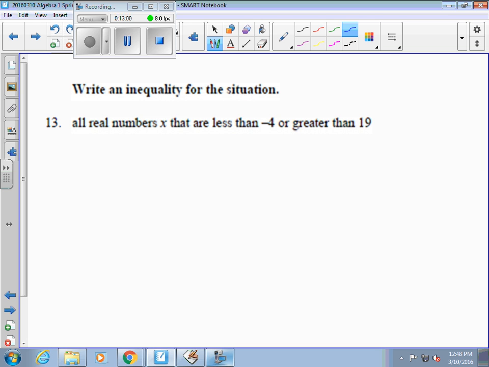Number 13 says, write an inequality for the situation. All real numbers x that are less than negative 4 or greater than 19. So we need x and negative 4. We need to put something right there. And we need x and 19. And we got to put something right there.